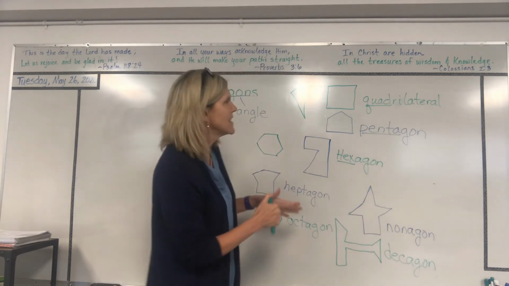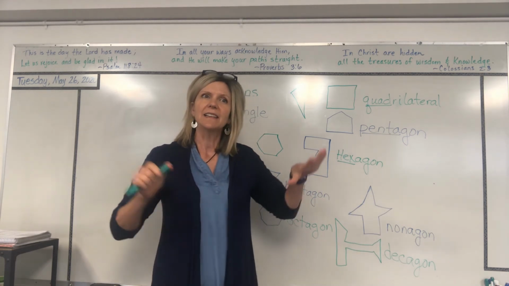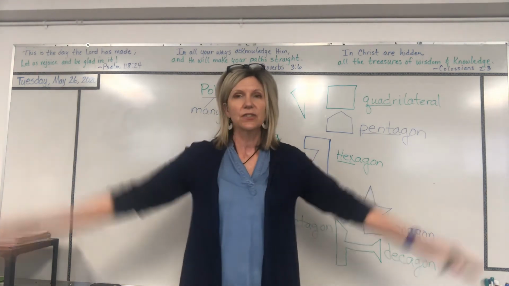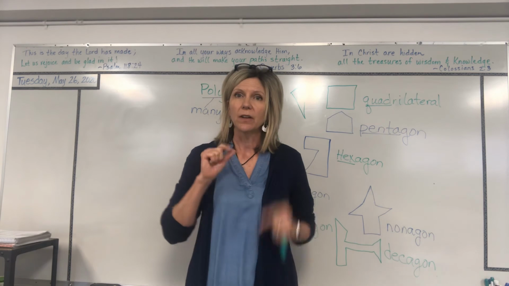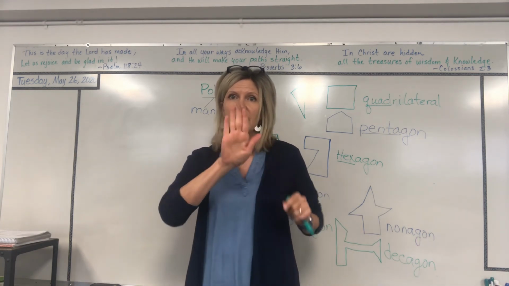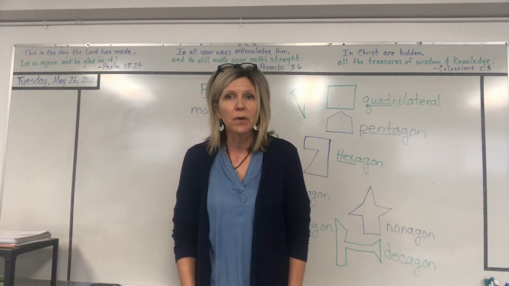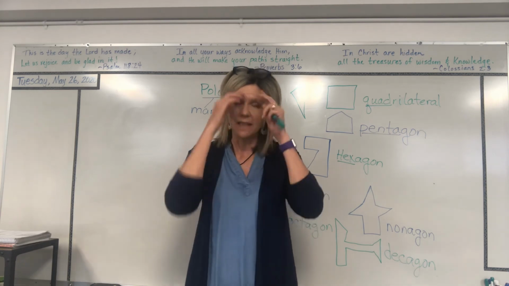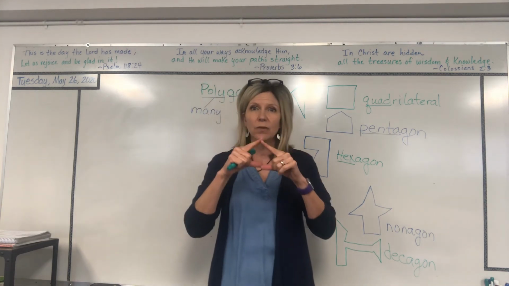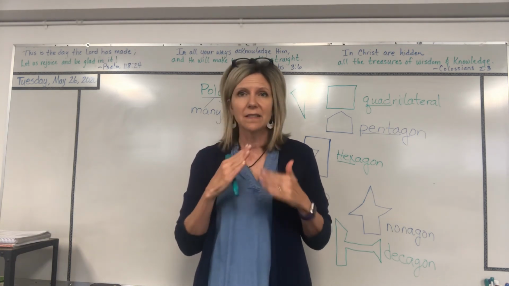Here's our shapes. Now, to finish. Now remember, a polygon is closed, flat, straight sides. Polygon, closed, flat, straight sides. Polygon, closed, flat, straight sides. Say that a lot so you remember. It doesn't have open sides and it doesn't have curved sides. So any shape that is closed and has straight sides is a polygon.